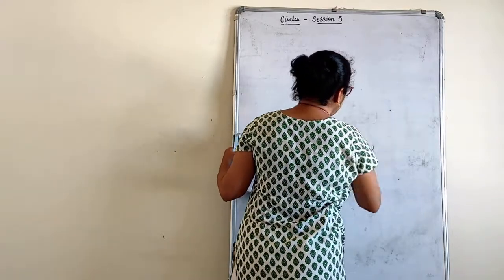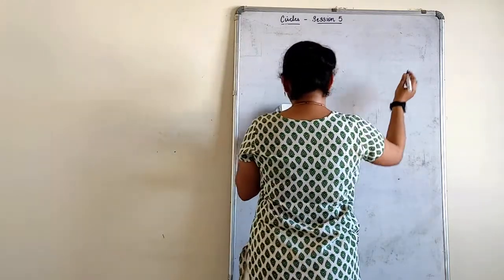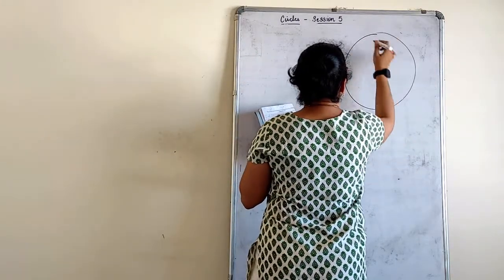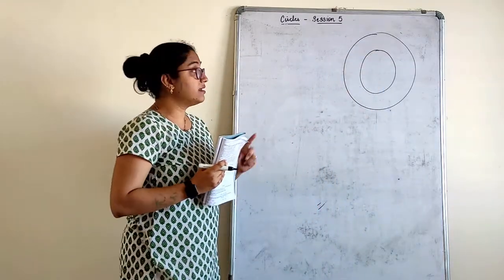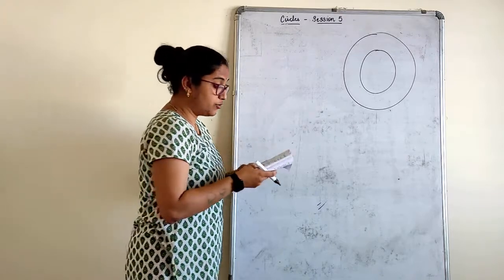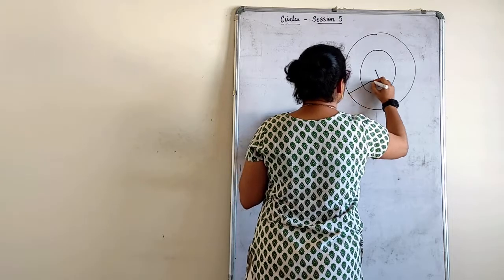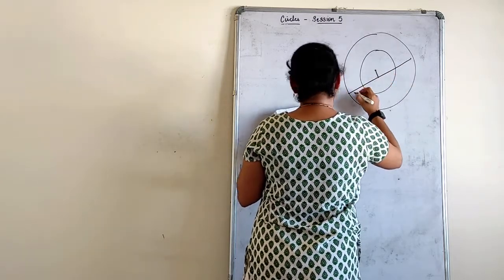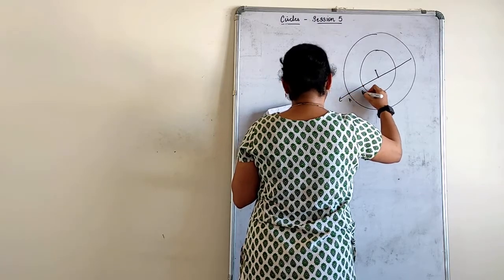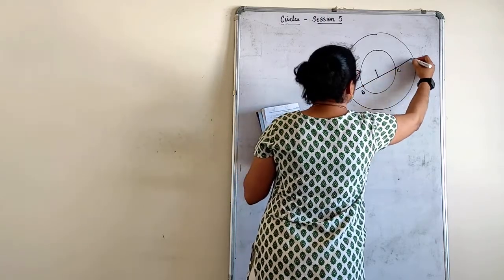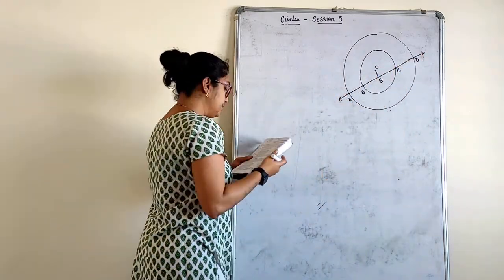And the next one, the fourth one, is very simple. A figure also is given. If a line intersects two concentric circles. What are concentric circles? Circles with the same center but different radii are concentric circles. So this is the center given. This is A, B, C, D, and this point I will consider as E.